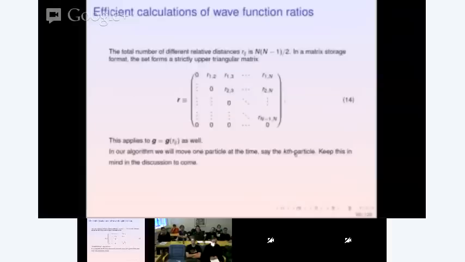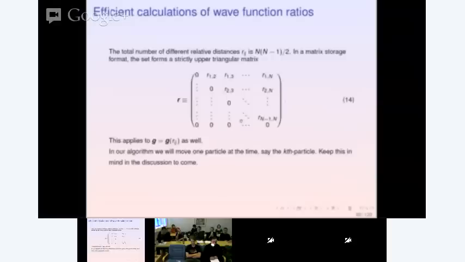So this, in our case, it's an exponential, and it has this explicit form here. And this beta is one of the variational parameters. One of the things you can think of, when you come to more particles, is to store the relative positions as a matrix. And since this is symmetric, you only need to store these numbers here. So it's strictly an upper triangular matrix when we store it. This is one of the things you should keep in mind in the discussions to come.